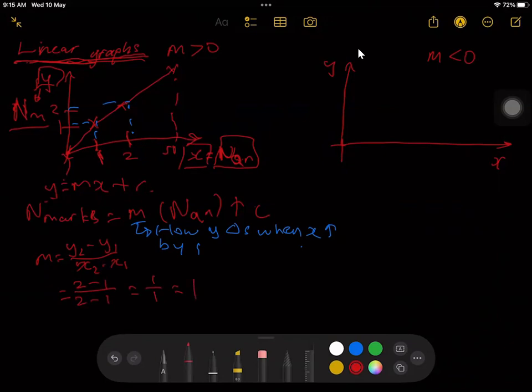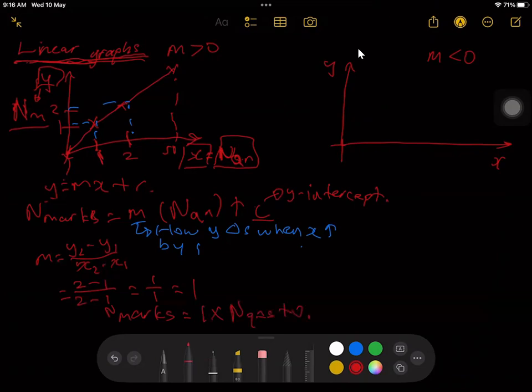Now let's talk about c. c represents the y-intercept. It is the value of y when x equals 0. In the example that we gave, if you do not do any questions, it stands to reason that you will have 0 marks. So our c in this case is 0. Thus, our eventual equation will look like this. The number of marks you get equals 1 times the number of questions that you do plus 0.